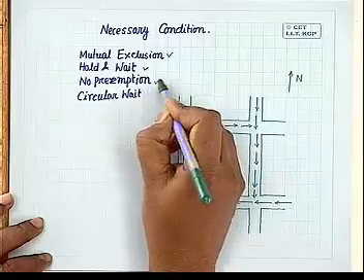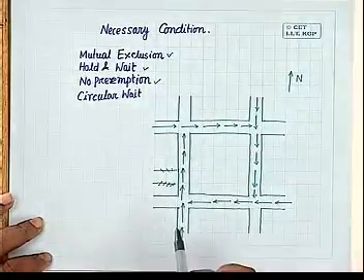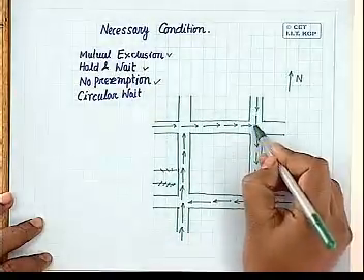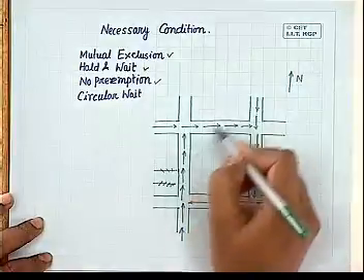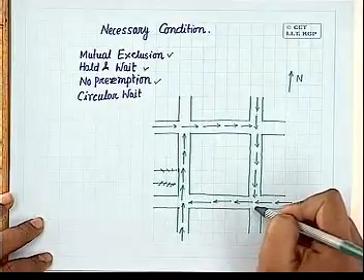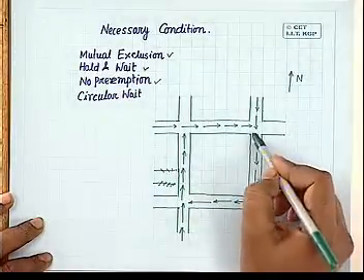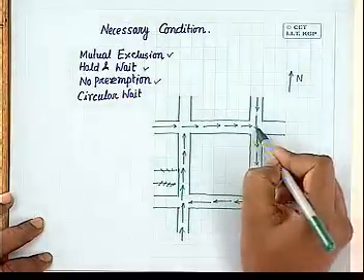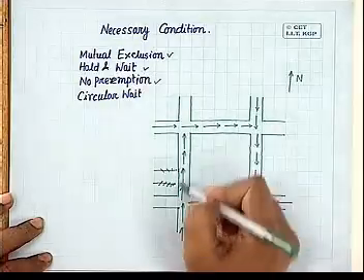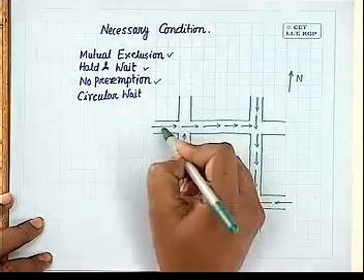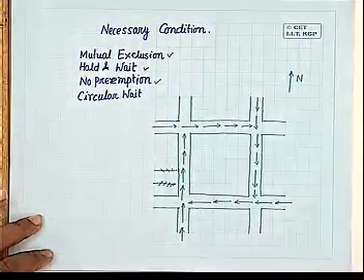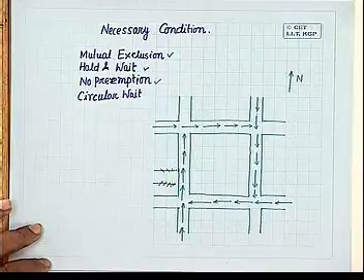So no preemption is also true. Then circular wait, as I said, is nothing but an extension of hold and wait. Here, every traffic moving in some direction is waiting for the other one to be free, and this is circular in nature. This traffic is holding this, waiting for this to be free. This is holding this, waiting for this to be free. This traffic is holding this, waiting for this to be free. This traffic is holding this and waiting for this to be free. And you find that this hold and wait condition leads to a circular wait condition.